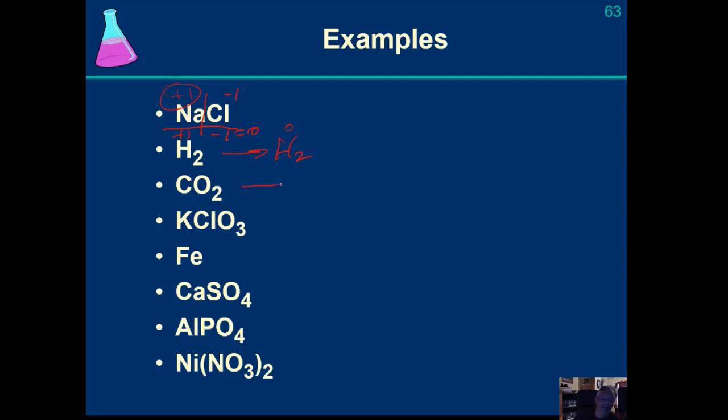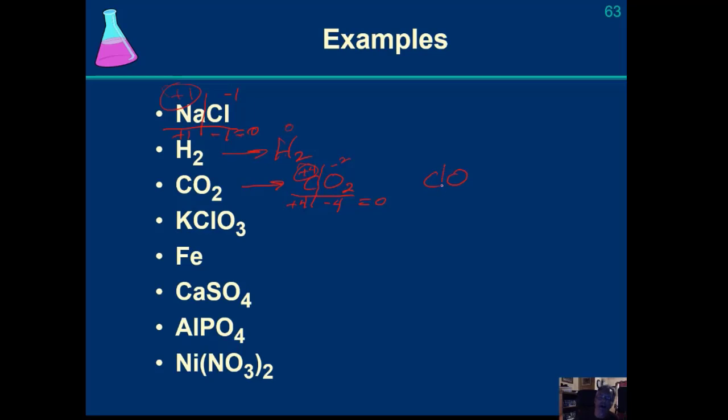Let's take a look at CO2 and a couple of its little brothers and sisters. So here's CO2. It's a compound, so all the oxidation states have to add up to 0. Oxygen is closer to the noble gases than carbon is, so it gets its charge. It's the more electronegative. That's a -2 charge. There are 2 of them. 2 times a -2 is -4. So that means that carbon has to be a +4 oxidation state.